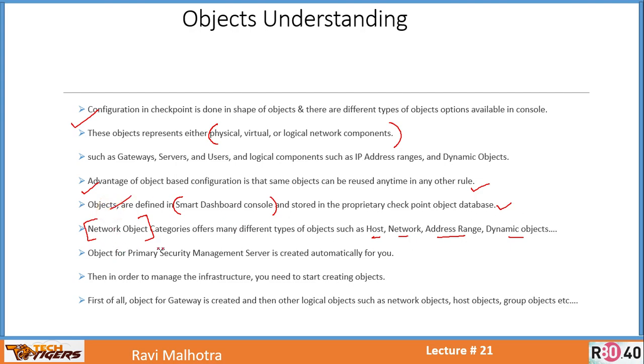As a refresher, we know that the object for the primary security management server is created automatically for you. Then in order to manage the infrastructure, you need to start creating objects. First of all, you will create an object for the gateway. Then you will create objects for all different VLANs, networks, servers, applications, and all that. First the object for the gateway is created, and then other logical objects such as network object, host object, group object, etc. are created. So that was just the primer slide of this lecture.